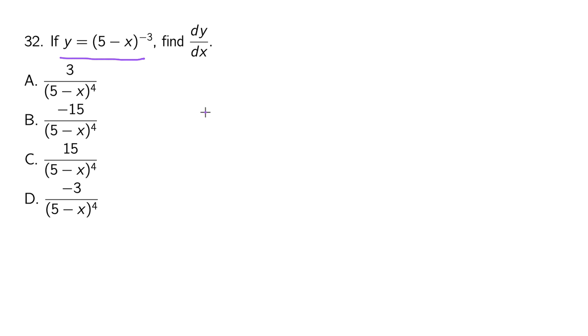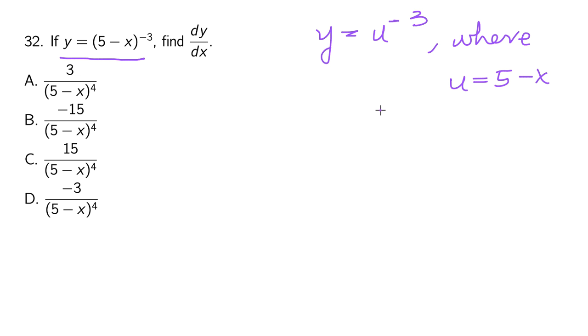Now here we have to use the chain rule because we have something like a function of a function. If we write 5 minus x as u, then we have this where u equals 5 minus x. So we have a function of a function, and by the chain rule we can differentiate normally, but then we also have to differentiate what is inside the brackets.